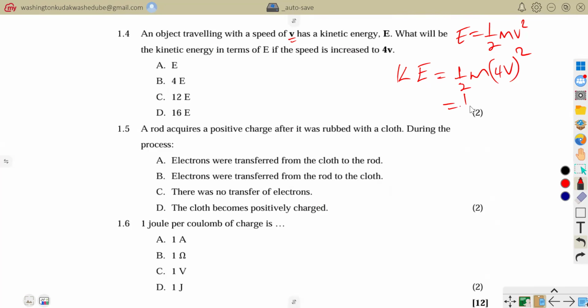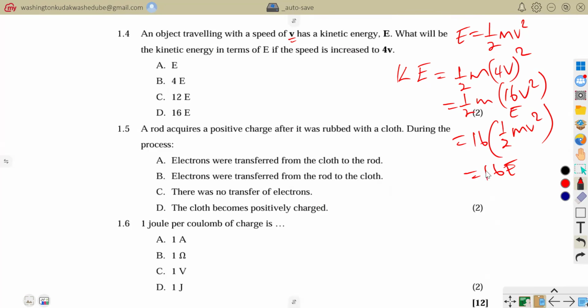So this corresponds to half times our m, 4 squared becomes 16, v squared becomes v squared. So you can see that I'm having 16 times a half of mv squared. So this corresponds to E. So I'm having 16E. So whenever we are increasing our speed, it simply means that our kinetic energy is also going to increase. So the factor there will determine. So here we increased to 4v, so it will be 4 squared. So it becomes 16E.